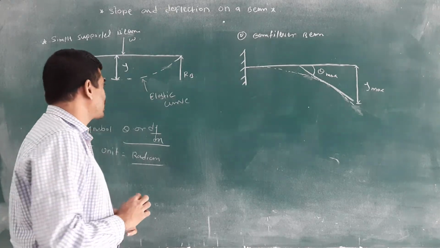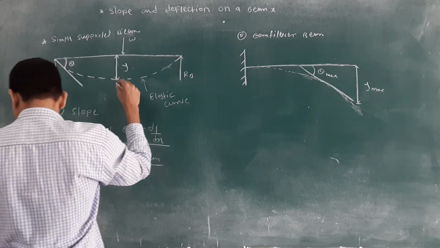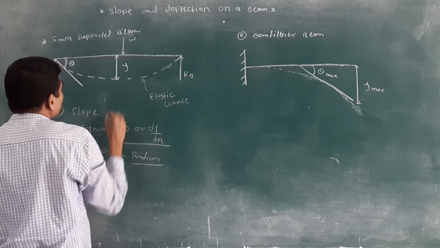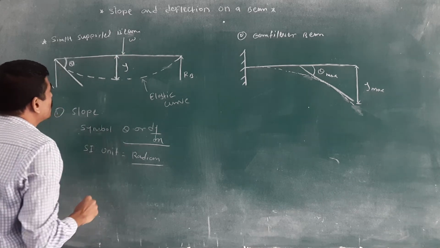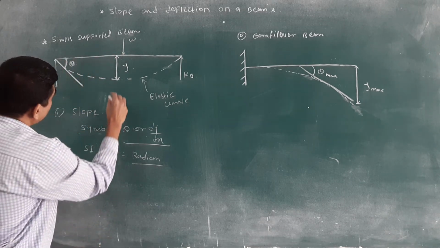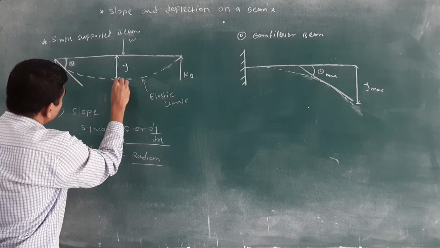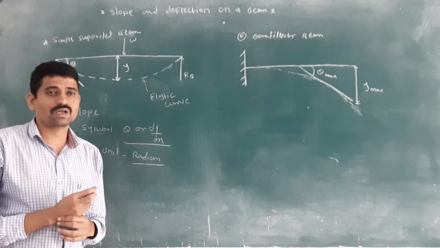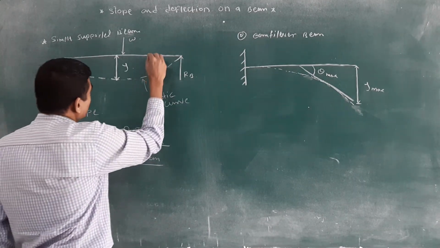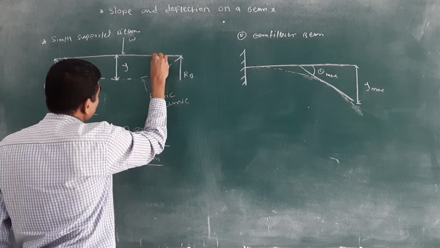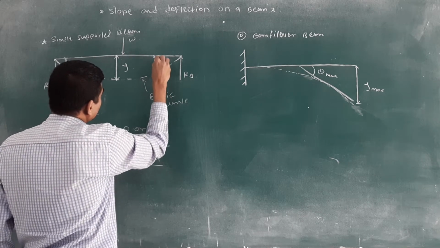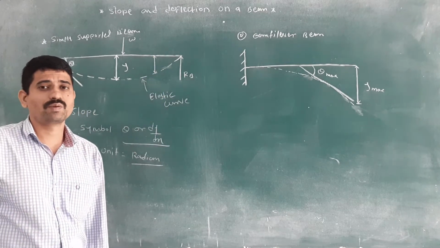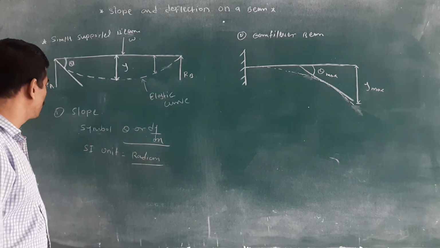See here, I have shown deflection of beam at any point. Deflection of beam at any point is defined as the distance between the elastic curve at that point and the original axis of the beam. You can choose any point and find out the deflection. Suppose here I want to find out deflection, the distance between the elastic curve and the original axis of the beam is known as deflection.